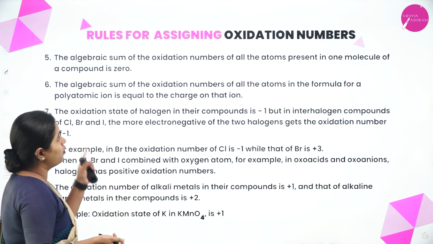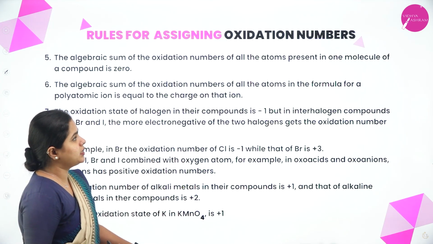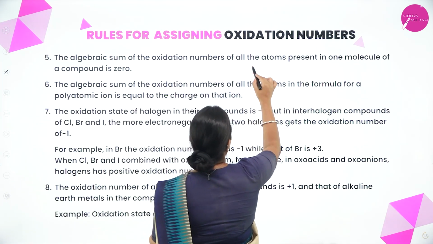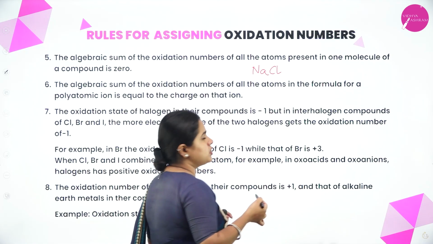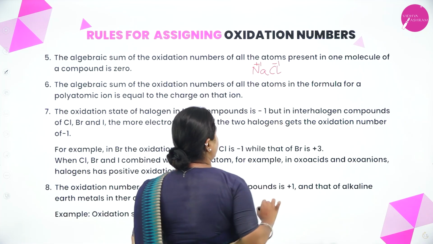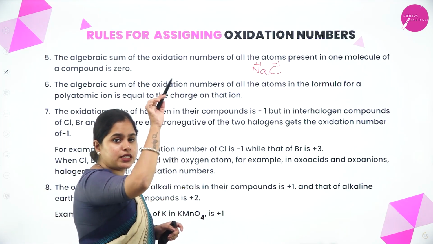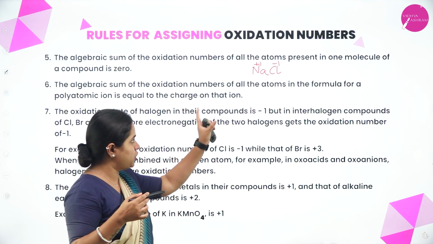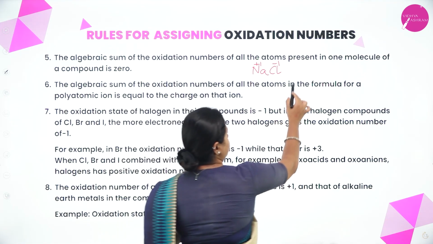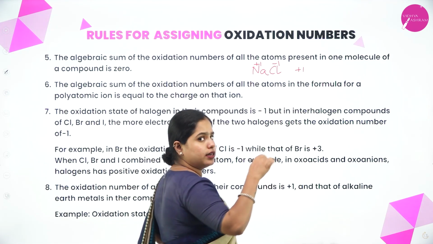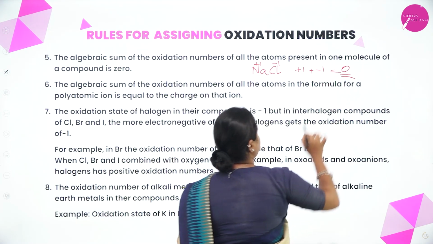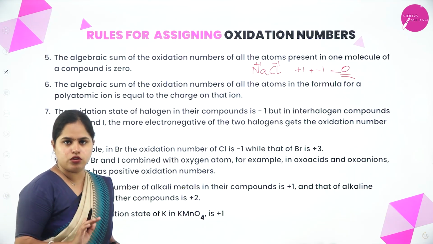The algebraic sum of the oxidation numbers of all the atoms present in one molecule of a compound is 0. That means what? Let's take the example of sodium chloride itself. Just now we discussed sodium, it is +1, right? And chlorine, it will be -1. So, if you're taking the algebraic sum of the oxidation numbers of each of the elements present in the compound, you have sodium, which is +1, and chlorine, which is -1. If you add these two, +1, -1, it will be 0, right? The algebraic sum should be equal to 0.